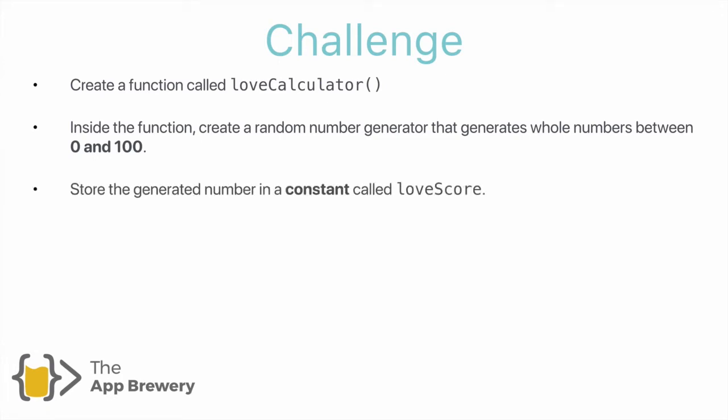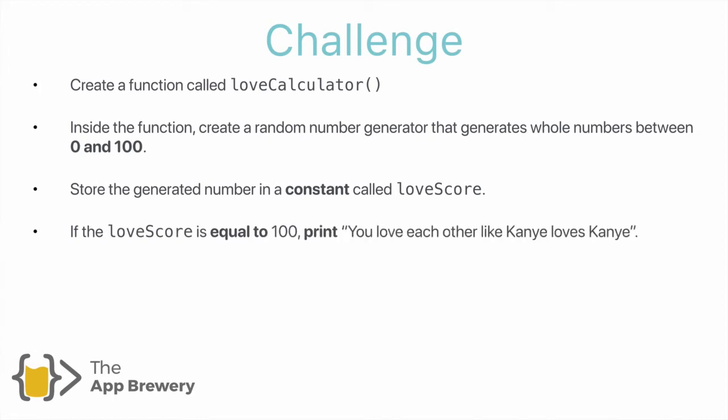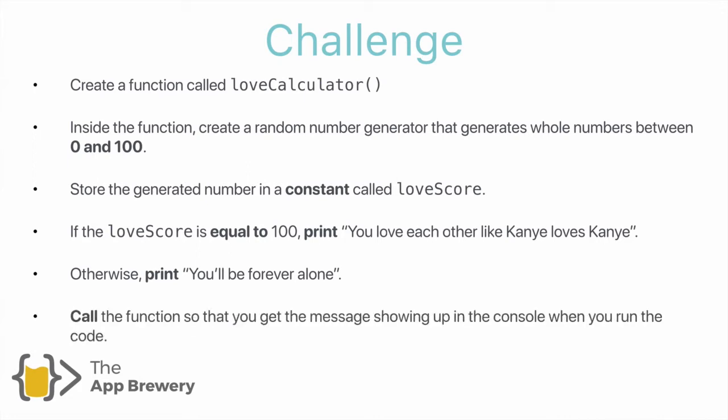LoveScore. Now, if the love score happens to be equal to 100, then I want you to print, you love each other like Kanye loves Kanye. Otherwise, I want your code to print, you'll be forever alone. Then finally, call the function so that you get a message showing up in the console, and 99 out of 100, it's probably going to say you'll be forever alone. So feel free to modify my messages as you wish.